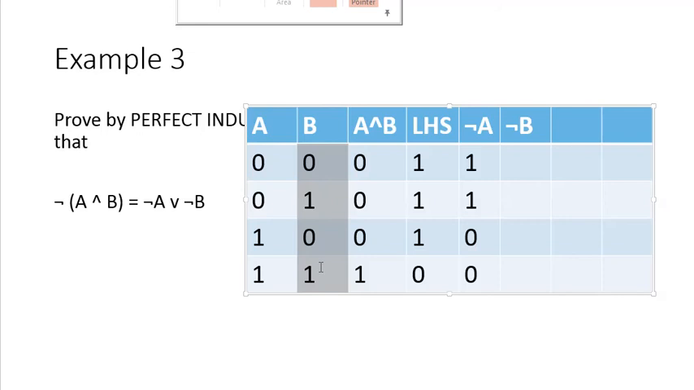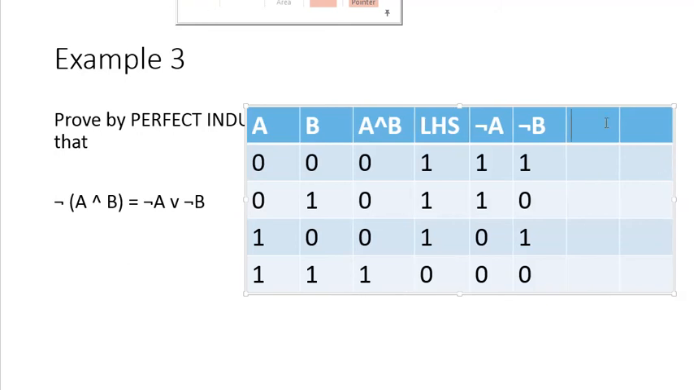Moving on to column B, the same principle applies. Wherever B is a 0, not B will be a 1, and vice versa. I can double check because you can see the pattern is just the reverse of what I had on the left hand side. Finally, to work out the right hand side, I have to OR, because this is a V. I have to OR the column not A with the column not B.